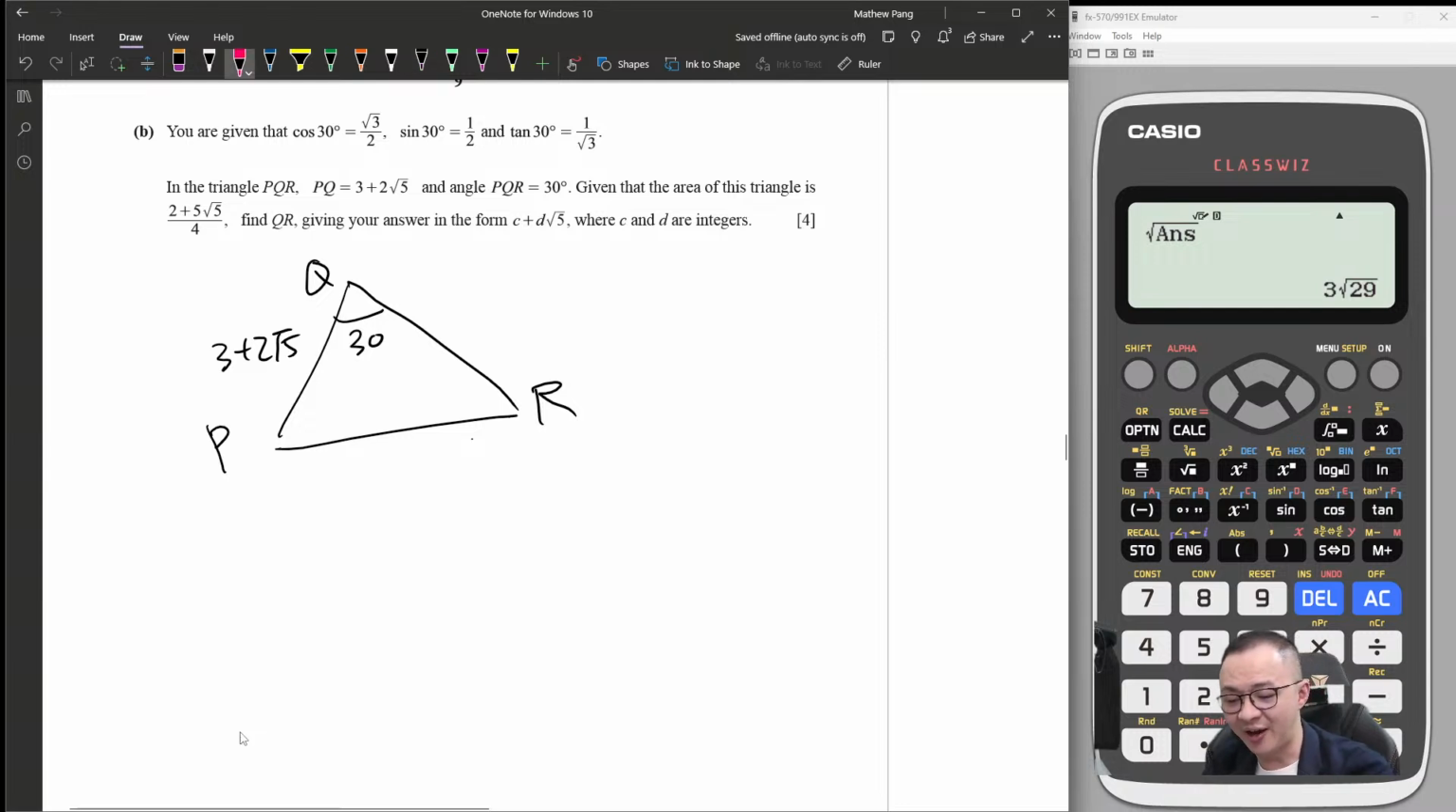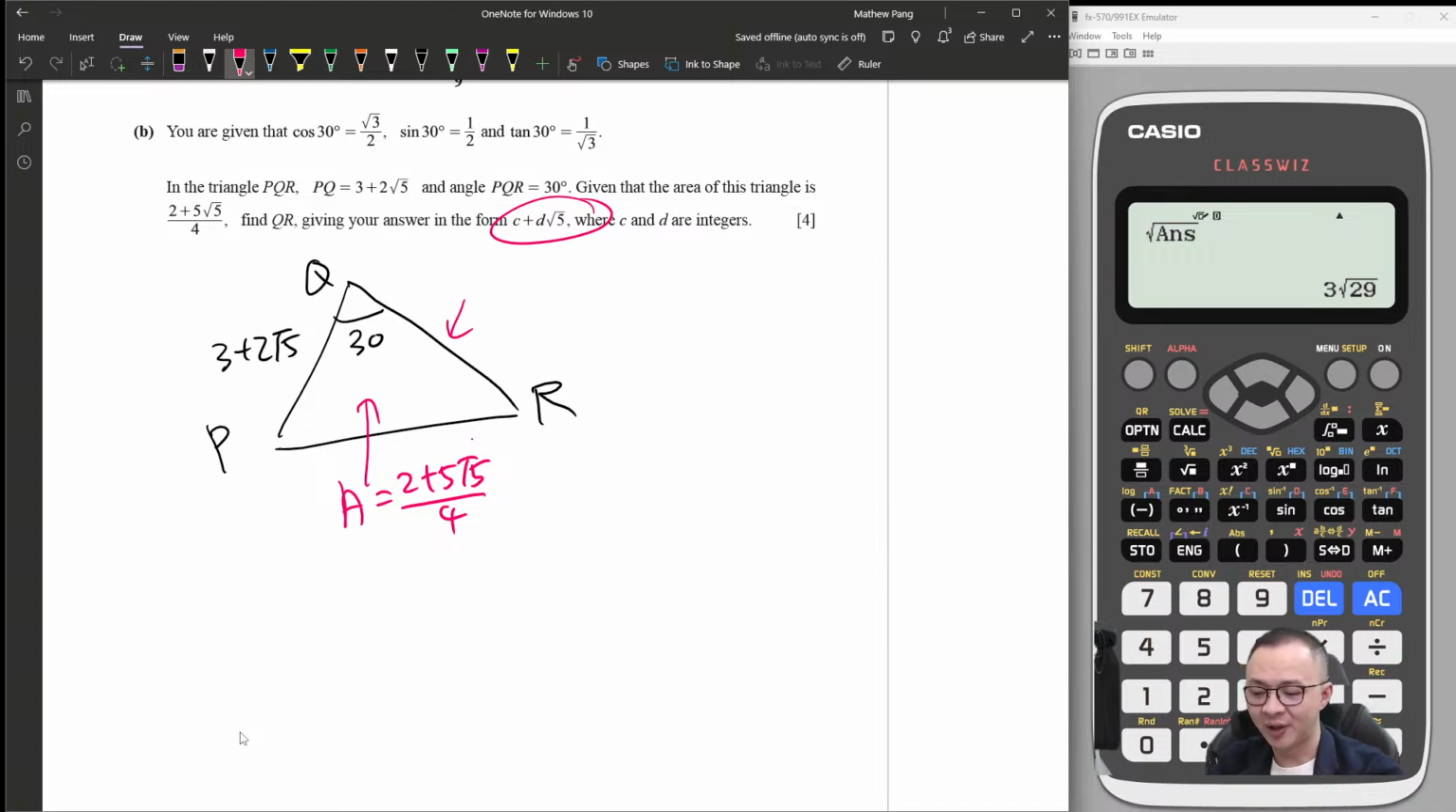Okay, they give us the area. The area will be (2 plus 5√5) over 4. And then they ask us to find QR, in this pattern. I want to find QR, which is this length. You can write QR straight away. If you don't like to write like that, you can let QR equal x, then you just find x. Get the idea? Or you can straight away label it as QR if you want to.